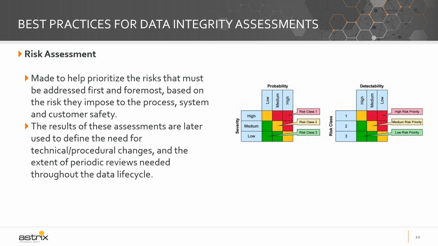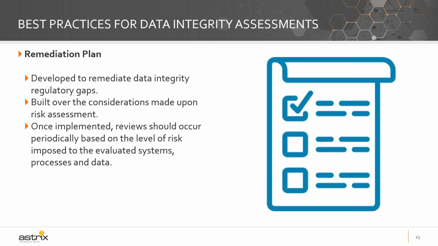So the gap assessment tells you how far you are. The risk assessment tells you how bad the problem is. These two combined are used later on to build the remediation plan itself. So you know what the problems are, you know how far you are, you know how bad things are. So what do you do from this point? You build a remediation plan.